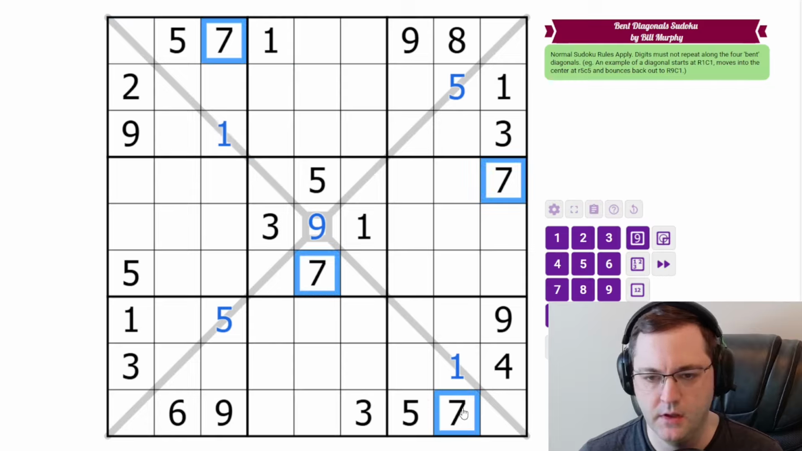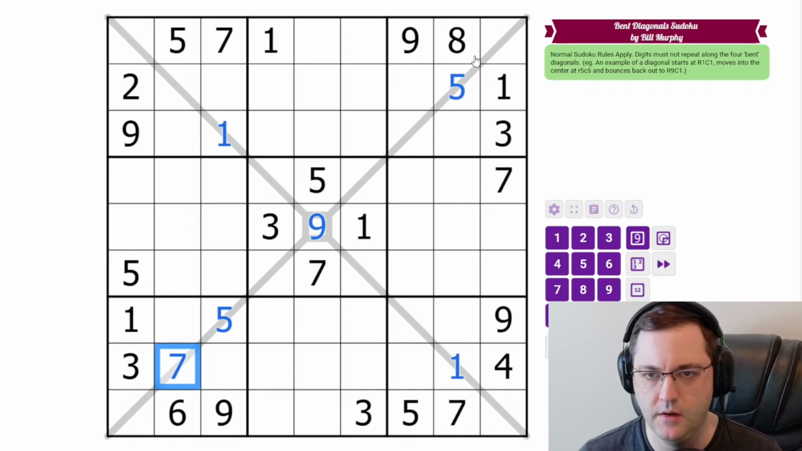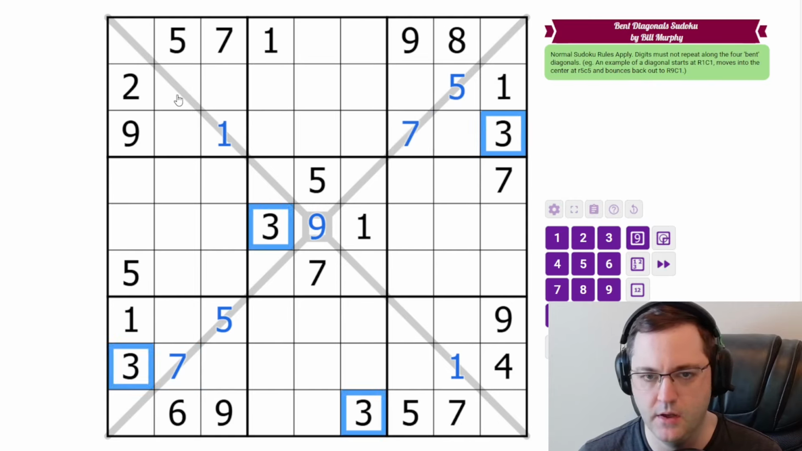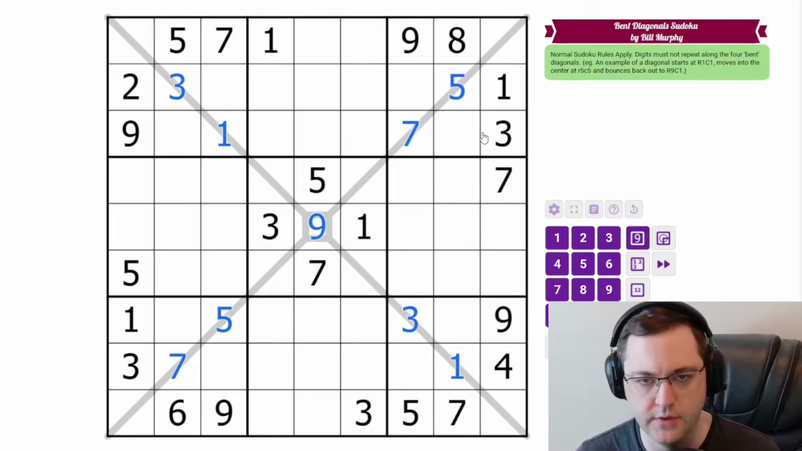7 on this diagonal, none of these, so it goes here. And up here, it's going to go in this cell. And 3 has to go here and has to go here. So that is all of the odd digits on the diagonals.